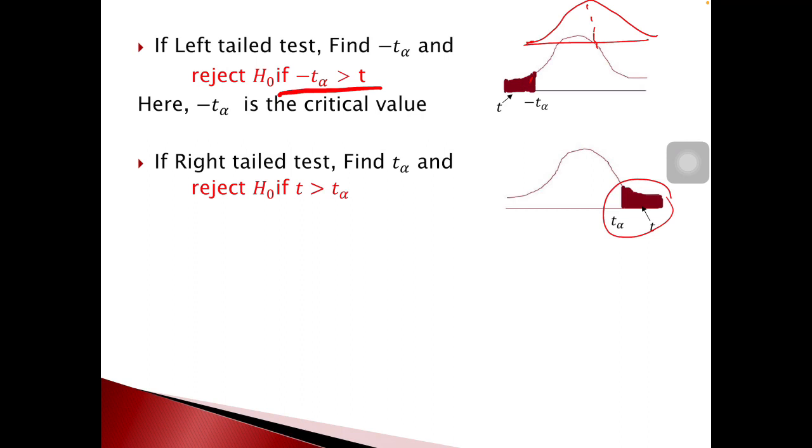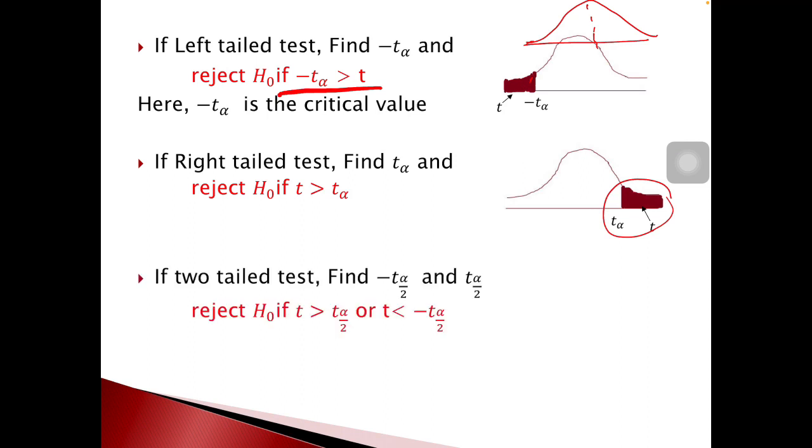Our critical value is in the rejection region. If we have a two tail test, then we reject if T is greater than T alpha over 2 or T is less than negative T alpha over 2. So you don't have to worry about that. In any case, we reject if our critical value is within the rejection region.